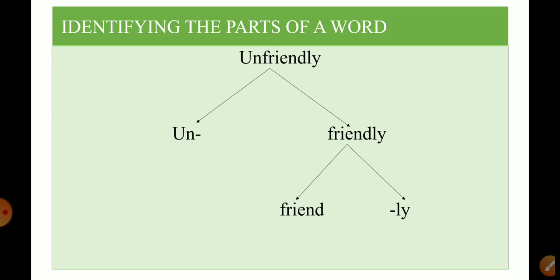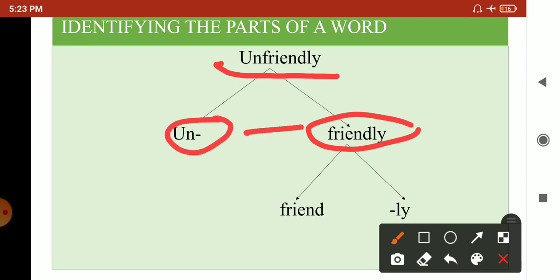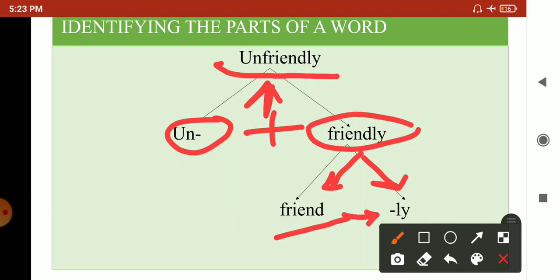Now, identifying the parts of a word. How to find out parts of a word? Suppose you come across a word like this, unfriendly. Again, you know that unfriendly is created in this manner. You take a word called friendly, you attach un to it, and thus you get the word unfriendly. But again, you know that friendly is formed with two other parts of words. So you have friend and then you have the suffix ly. You attach ly to friend and thus you get friendly. Then you attach un to friendly and you get unfriendly.